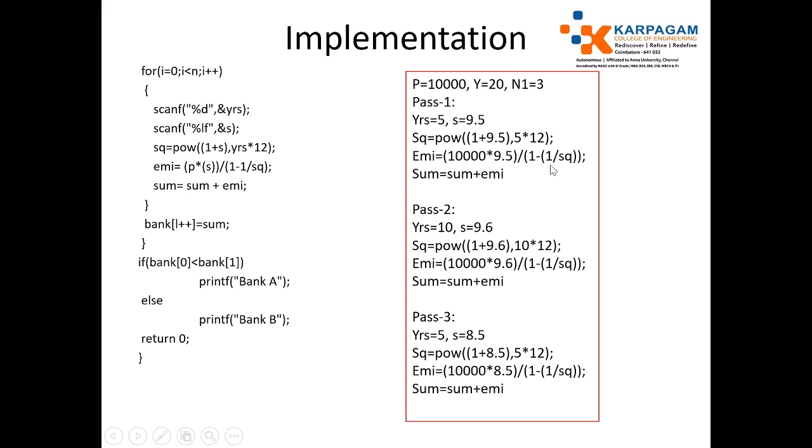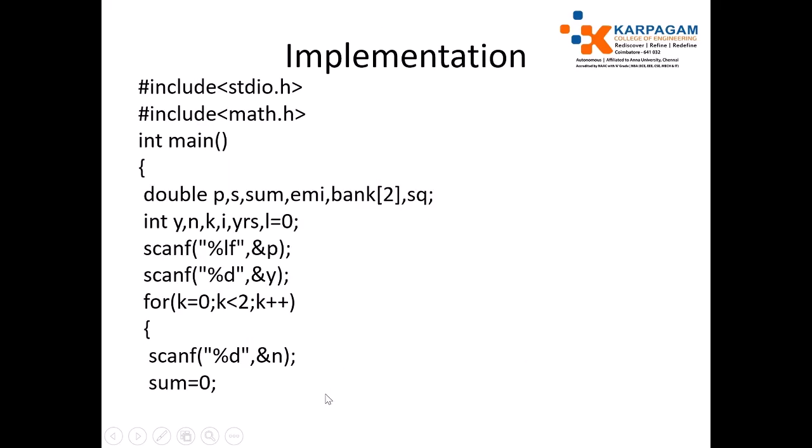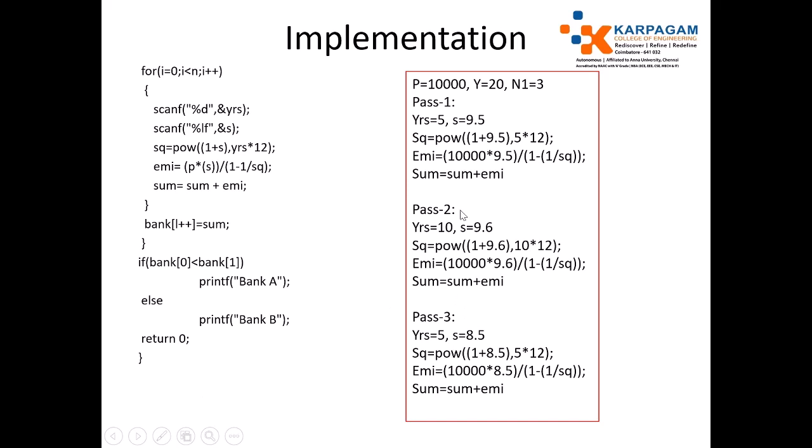After calculating the square, we need to calculate the EMI by using the principal amount, interest rate divided by 1 minus 1 divided by square. Then this EMI value is added to the sum value. Sum is initially 0. Next in pass 2, we have years equal to 10 and s equal to 9.6. Same calculation for interest rate 9.6 and years equal to 10. We calculate the square value and the EMI value and add it to the sum variable. In pass 3, we do the same calculation and add to the sum value. This sum value is stored in bank of 0.